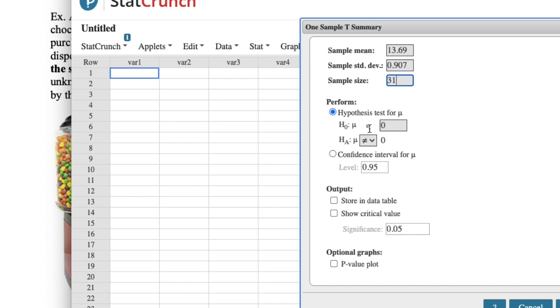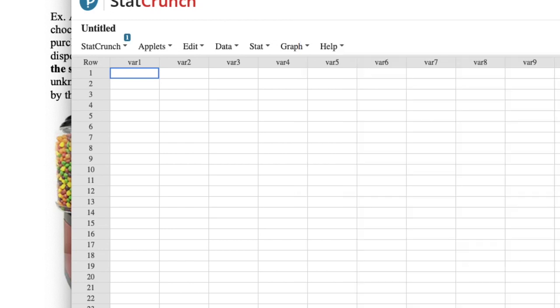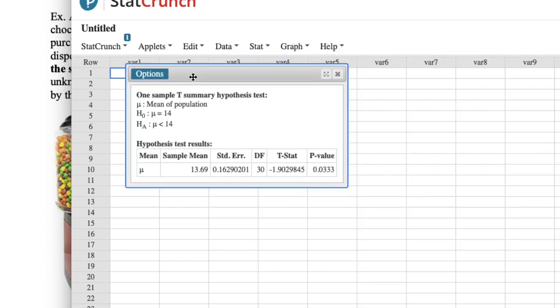So the null hypothesis in this case was that mu is equal to 14 grams, and the alternative hypothesis was that the mean weight is decreasing, so that mu is less than 14 grams. I don't need to fill out any of the other stuff, and I hit compute. Here's my readout. And you can see that the test statistic is the same exact test statistic that we got before. It's negative 1.90, or rounds to that.